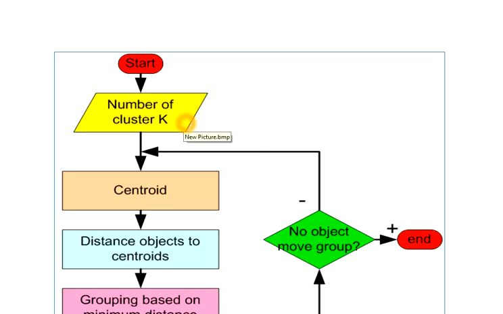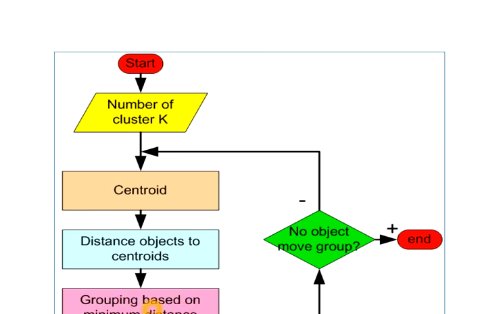Now look at this diagram. This is the flow chart. This is the start button. I think you are all aware of this flow chart, as we have learned it in our software engineering lectures. So start, then the number of clusters K, then we select the initial centroids, then compute the distance of objects to the centroid, then grouping based on the minimum distance. You should note it down that grouping is done on the basis of minimum distance.